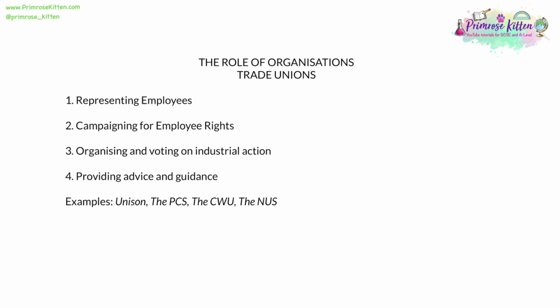Trade unions also have several roles. They represent employees in the workplace at things like tribunals and formal meetings. They campaign for employee rights within the industry. They organise and vote on the appropriateness of industrial action, such as strikes, and they provide advice and guidance to their members. Examples include Unison, the PCS, which is the Union for the Civil Service, the CWU, the Communication Workers Union, and the National Union of Students.